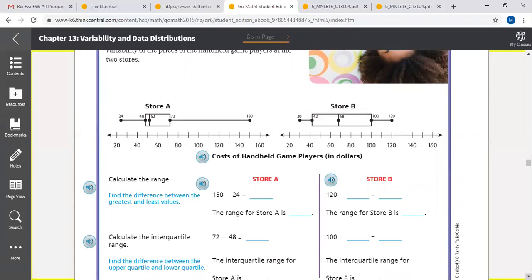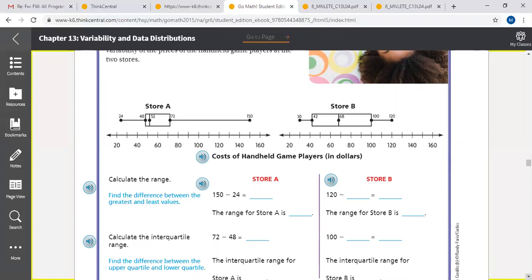Store A, we want to find the range. We said that the range is the difference between the greatest and the least values. The greatest value here is 150 and the smallest one is 24. So if we subtract the 2 values, it will be 126. So the range for store A is 126.